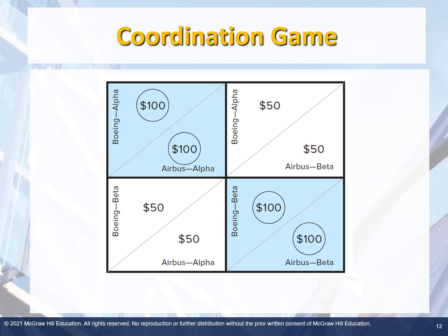In this coordination game that you see here, we have two Nash equilibria, alpha-alpha and beta-beta. Both companies prefer the same outcome, but which one will they choose? This is where pre-commitment and communication become valuable. If Boeing can credibly announce their choice first, Airbus will follow.